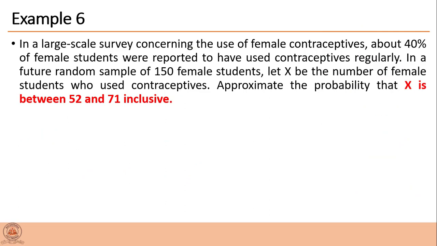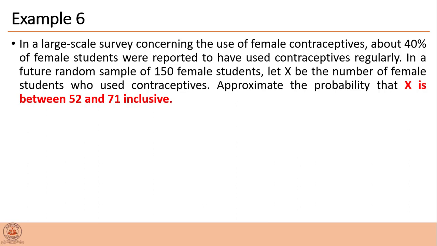So this is approximately 87.4%. Example number 6. In a large-scale survey concerning the use of female contraceptives, about 40% of female students were reported to have used contraceptives regularly. In a future random sample of 150 female students, let X be the number of female students who used contraceptives. Approximate the probability that X is between 52 and 71 inclusive. So this is another case of the normal approximation.